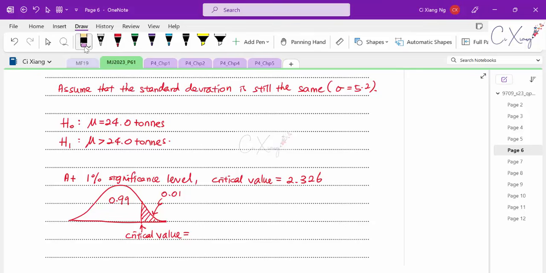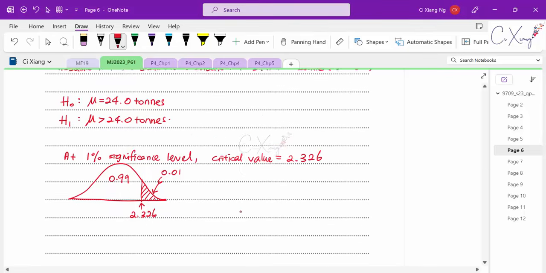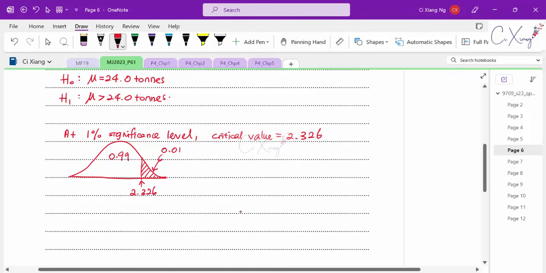If I denote it using the diagram, this is the critical value, and this particular value is 2.326. Any value on the right-hand side of 2.326 will fall under the rejection region. After I find the critical value, the next step is to find the test statistic.